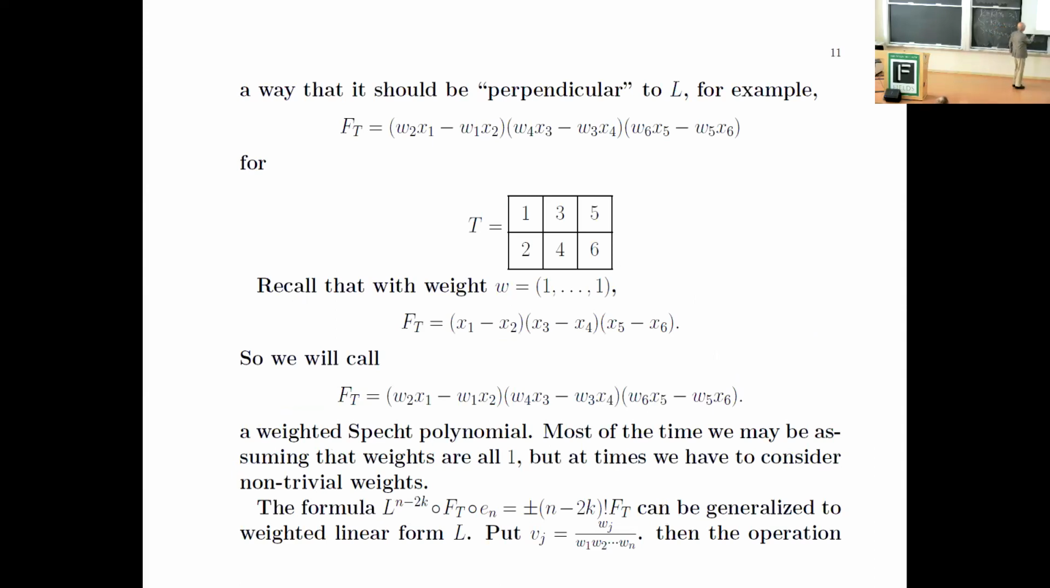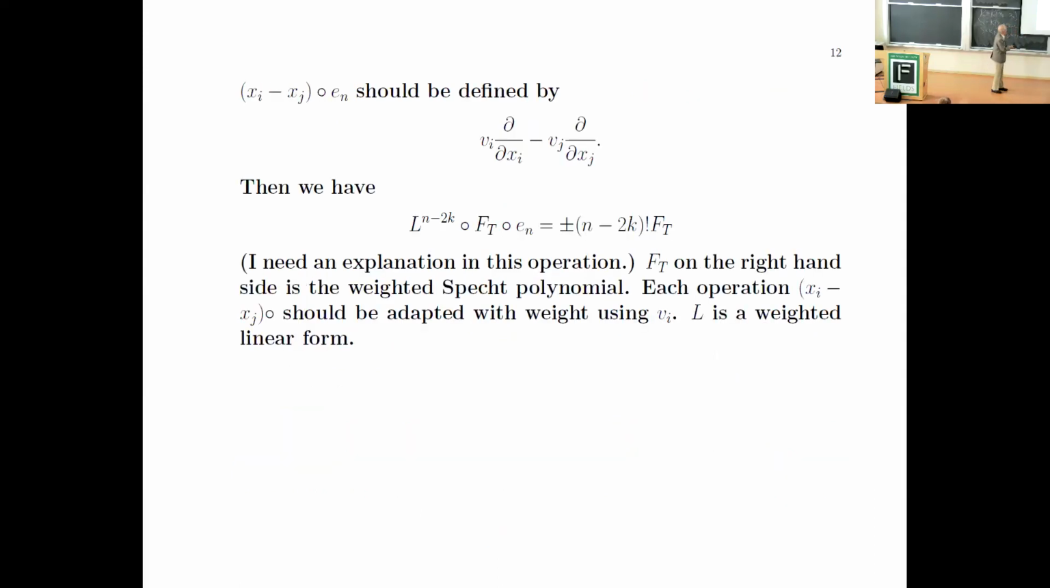This formula can be generalized to a weighted linear form L. For this purpose, I have to define the new constant Vj, which is a kind of contragradient weight, like that. When this is defined in this way, then we have this nice formula also. So I go to the next page.